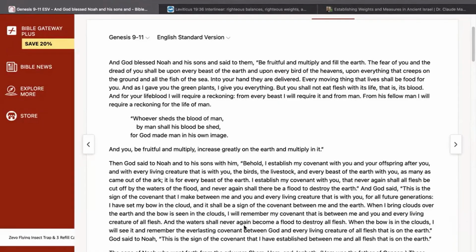And the waters shall never again become a flood to destroy all flesh. When the bow is in the clouds, I will see it and remember the everlasting covenant between God and every living creature of all flesh that is on the earth. God said to Noah, "This is the sign of the covenant that I have established between me and all flesh that is on the earth."